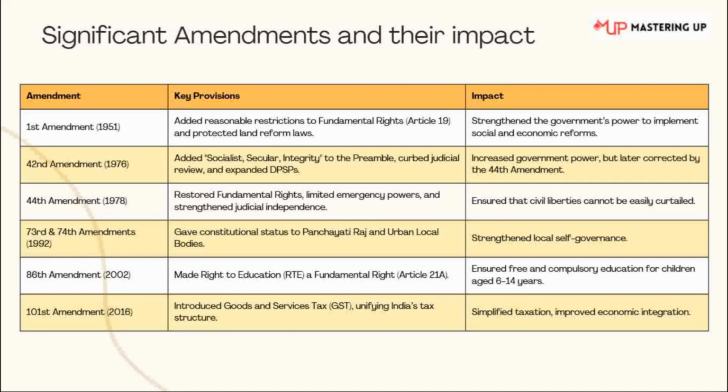73rd and 74th Amendment 1992 gave constitutional status to Panchayati Raj and urban local bodies, which strengthened local self-governance. 86th Amendment 2002 made the right to education a fundamental right, Article 21A, which ensured free and compulsory education for children aged 6 to 14 years. 101st Amendment 2016 introduced the goods and services tax, unifying India's tax structure, which simplified taxation and improved economic integration.